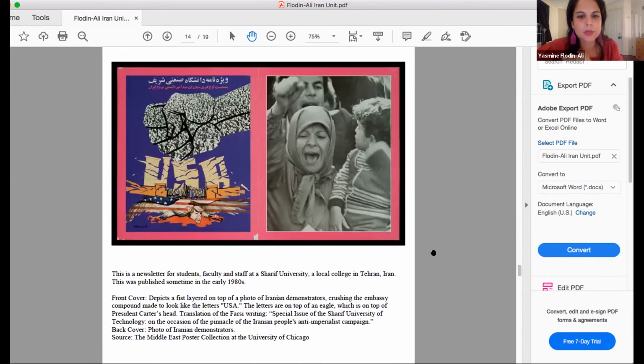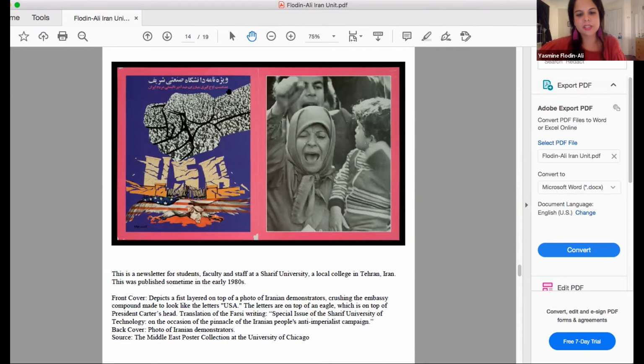So this is a newsletter for students, faculty, and staff at Sharif University, which is a local college in Tehran. It was published sometime in the early 1980s. And the front cover, you've got a lot going on. There's a fist with a photo of Iranian demonstrators, and it's crushing the embassy, which is made out of the letters USA. And then it's on top of Carter's head, which is also on top of the flag. A lot of imagery crammed in there.